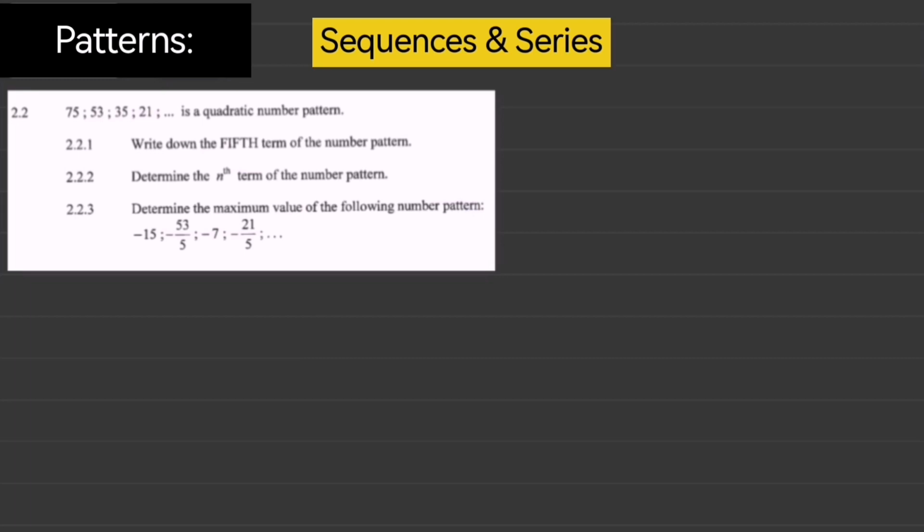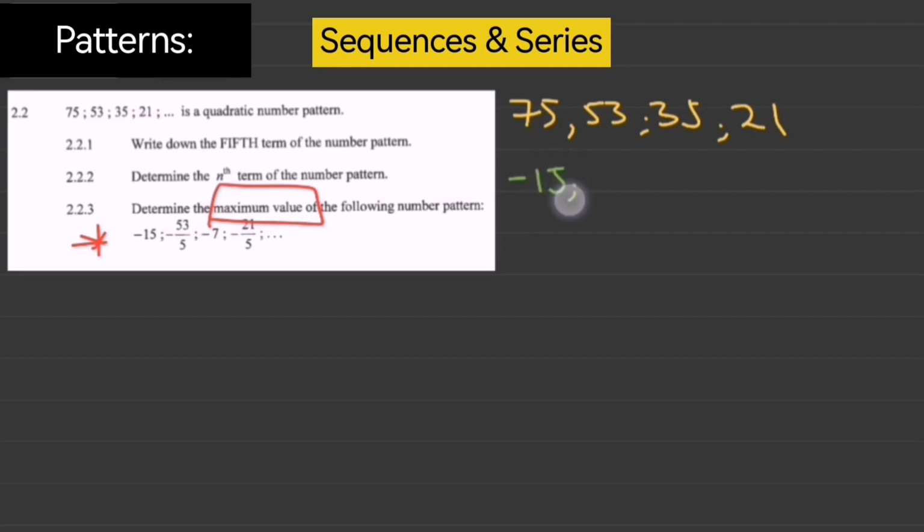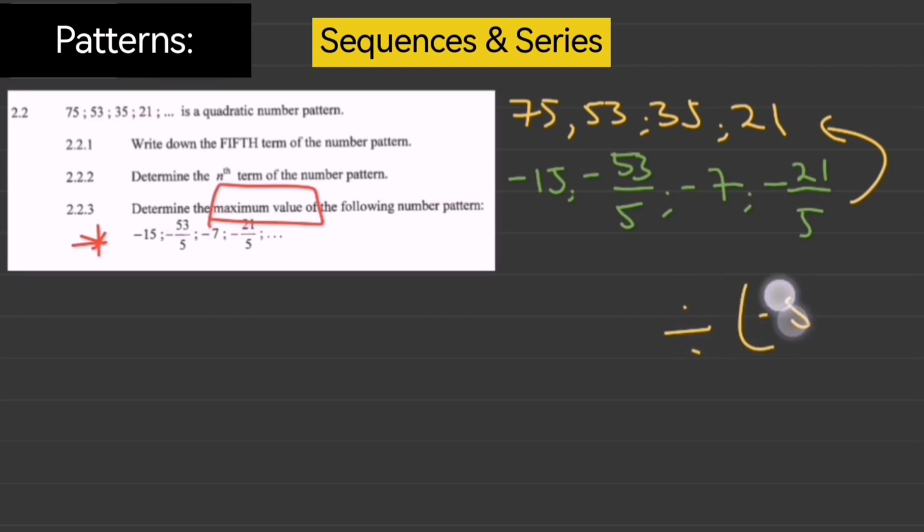Now this next question wants us to find the maximum value of a different sequence. However, this is also a quadratic sequence, and it does share some similar qualities to our previous one. The previous one was 75, 53, 35, and 21. The new one that is given is -15, -53/5, -7, and -21/5. This pattern is similar to our original pattern. The only difference is that each term is being divided by -5.